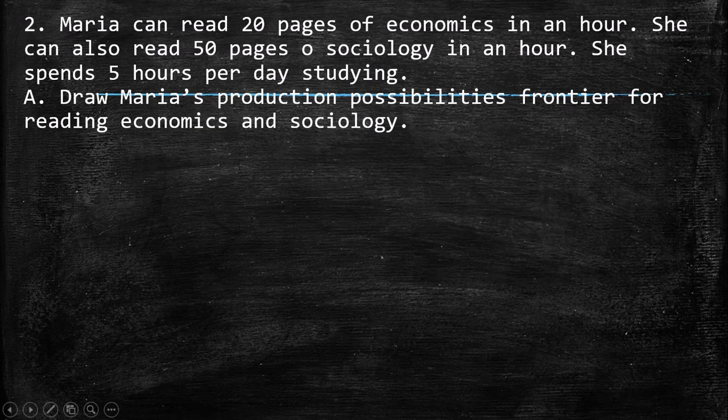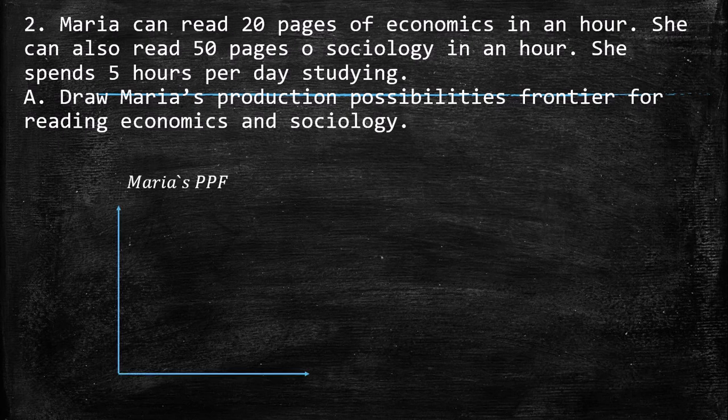So the second says, Maria can read 20 pages of economics in an hour. She can also read 50 pages of sociology in an hour. She spends 5 hours per day studying. Draw Maria's production possibilities frontier for reading economics and sociology.